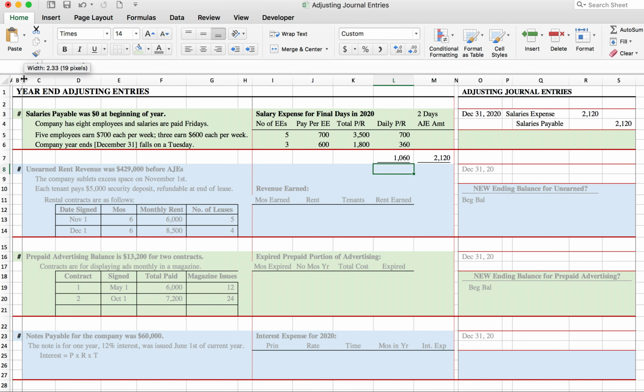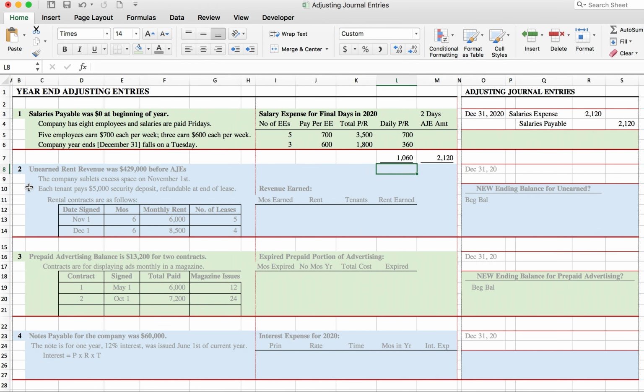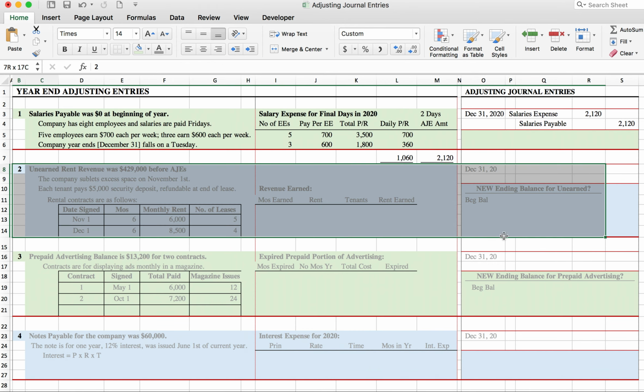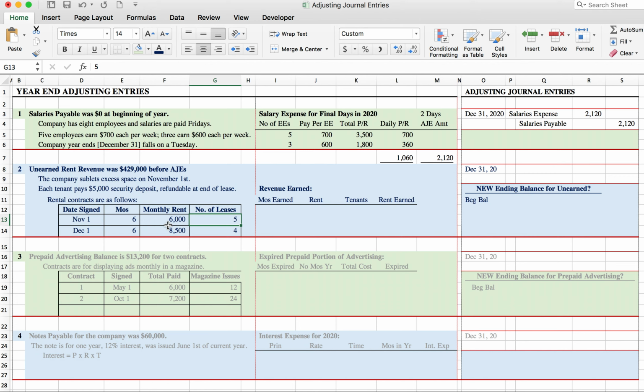So let's go now and look at journal entry number 2. I'll go ahead and change the font on this so that you can see it. And now let's read through. Unearned rent revenue for the same company is $429,000. So $429,000 is the unearned rent, which means in the future we will earn this rent. So let's read up about it.